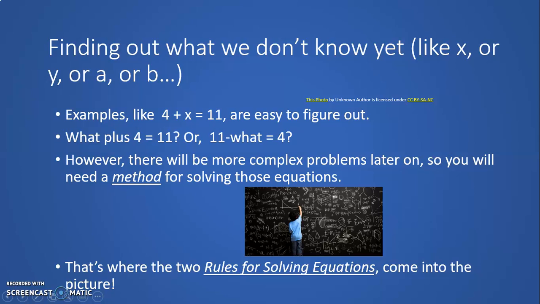Now, finding out what we don't know yet, like x or y or a or b. Well, examples like 4 plus x equals 11, those are pretty easy to figure out. What plus 4 equals 11? Or 11 minus what equals 4? You can probably do all that in your head. However, there are going to be more complex problems later on, not as complex as what this guy is working on here, but some more complex ones. So you will need a method for solving some of those equations. Now that's where the two rules for solving equations come into the picture.